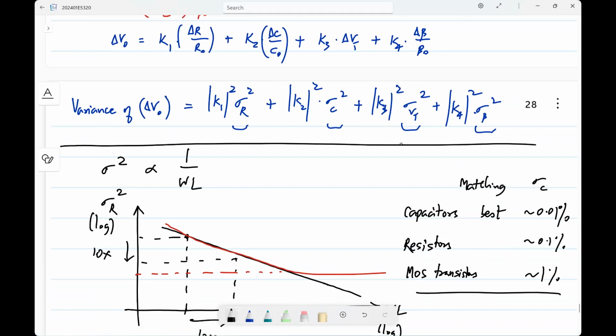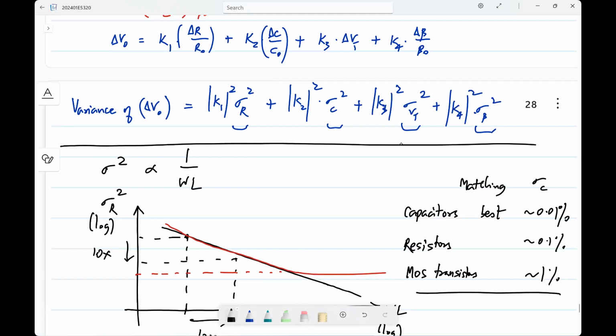So clearly for these things, something that is based on capacitors would be the best because there mismatch means you will have error. Similarly, the next best would be resistors and the next would be MOS transistors. Any questions here?